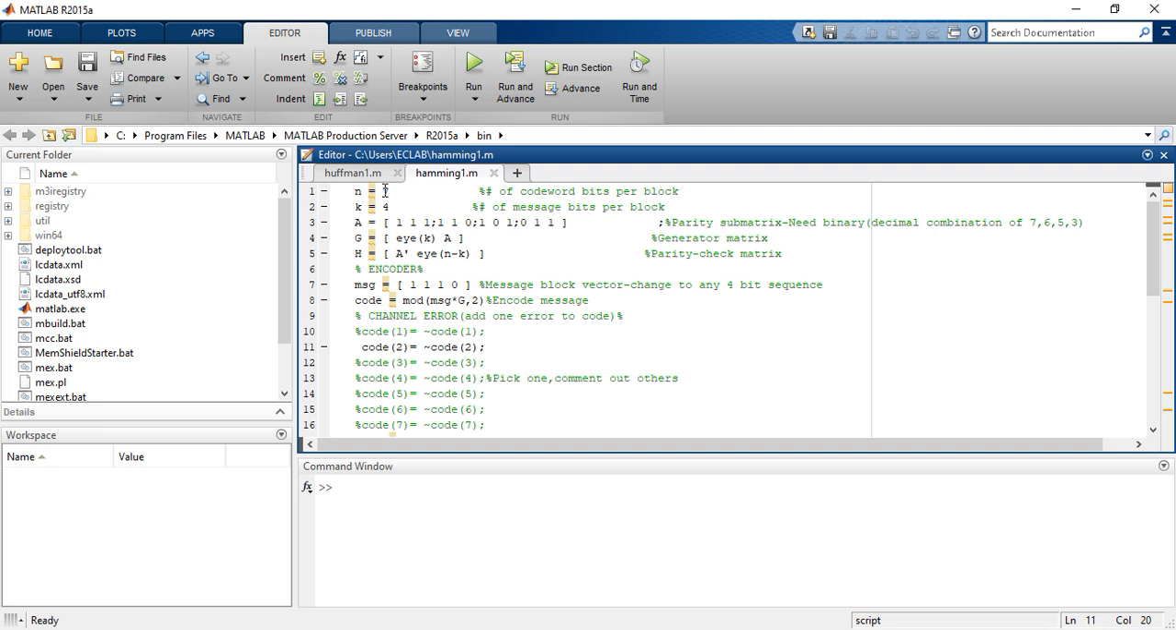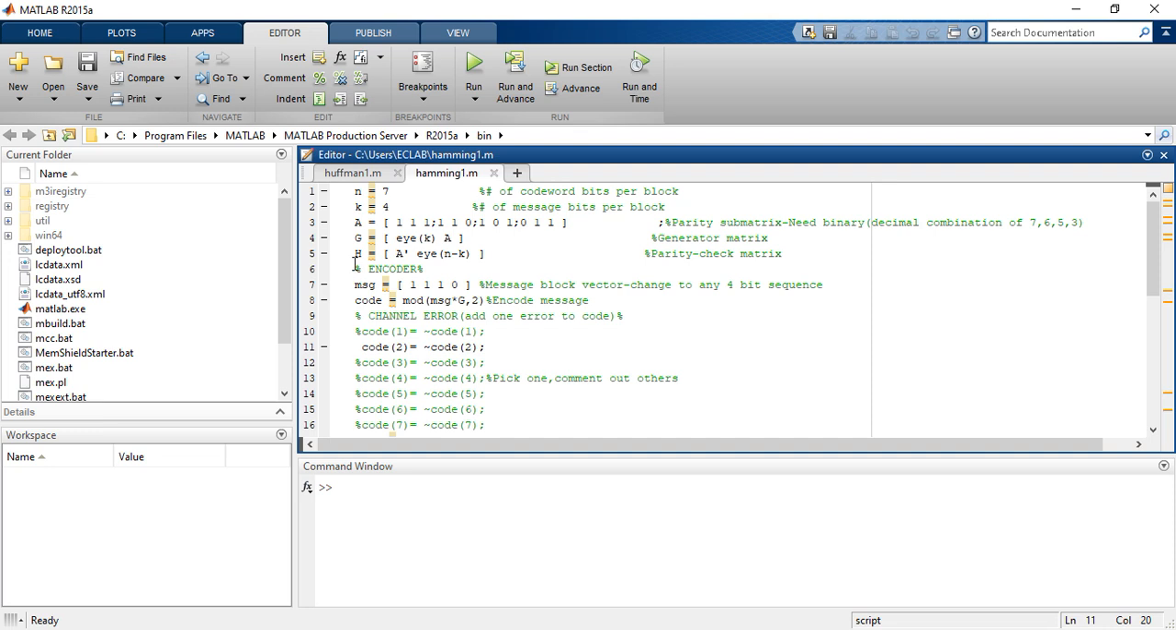So n is equal to 7, k is equal to 4. k represents the message bits, P represents the parity matrix, and G represents the generator matrix. How do we calculate the generator matrix? It is the parity matrix and I of k. I of k means it is a unity identity matrix, and the unity matrix is written in this way.